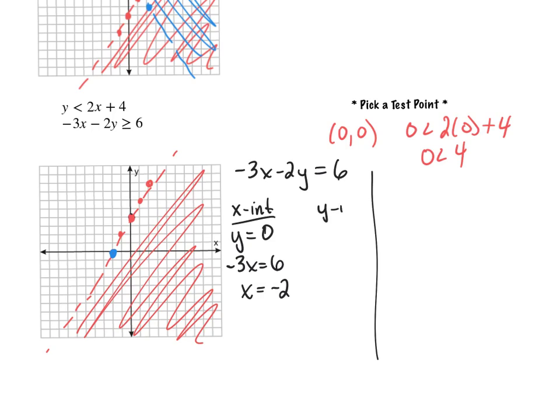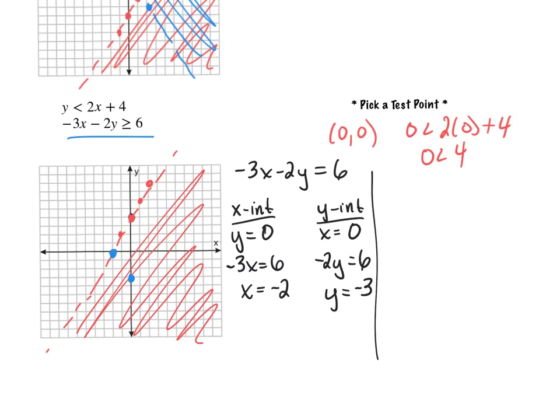And then when I want to find the y-intercept, what's the value of x? 0. So I plug that in and I'd get negative 2y equals 6. So what would y equal? Negative 3. All right, so I go down to y is negative 3, and I make a point. And then I go back up here and say solid or dashed line.